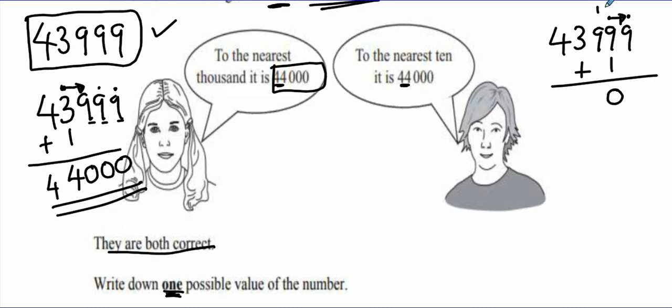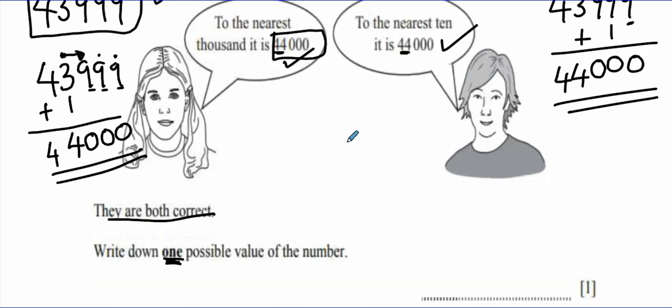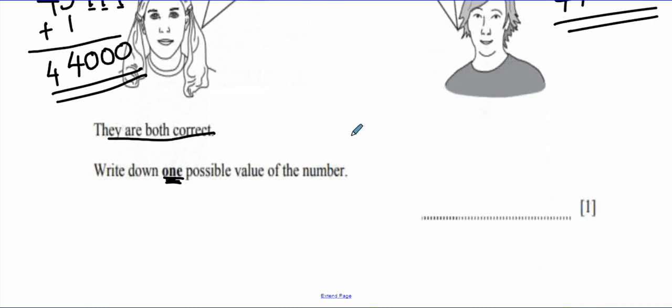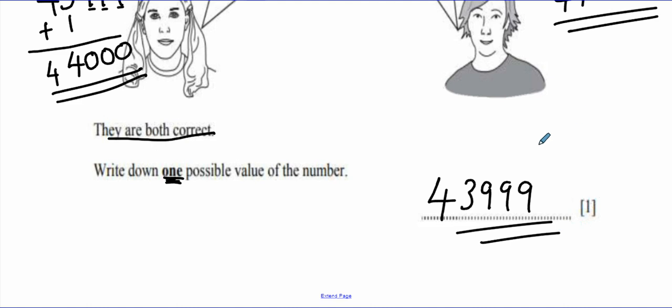See that? 1 plus 9 is also 10. We don't write 10, we write 0, carry 1. 1 plus 3 is 4. Can you see that? So what happens on this 9? This 9 becomes 0. You see? So both of them are correct. So write down one possible value of the number. The number they are thinking of is 43,999. The answer. If you have another possible value, please let me know.